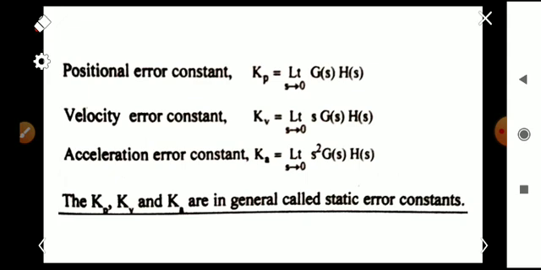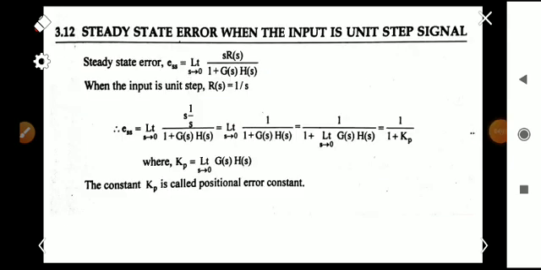So Kp, Kv and Ka are called the static error constants. And here we are going to check the steady state error when the input is a unit step signal. That is, we are going to find a relation between the steady state error and the static error constants, that is ess with Kp, Kv and Ka.